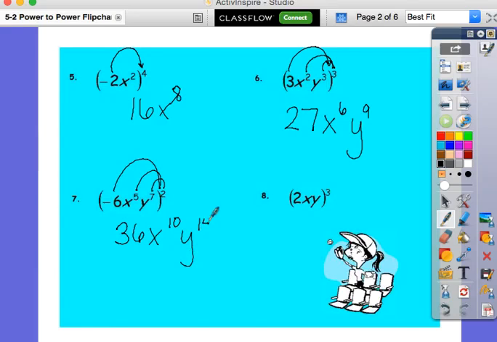All right. I think you're getting this. Good. Very good. All right. 2 cubed. 2 times 2 times 2 is 8. X to the first power cubed. X to the third power. Good. And y to the first power cubed. Y to the third power. Very good. This is not complicated. You got this.